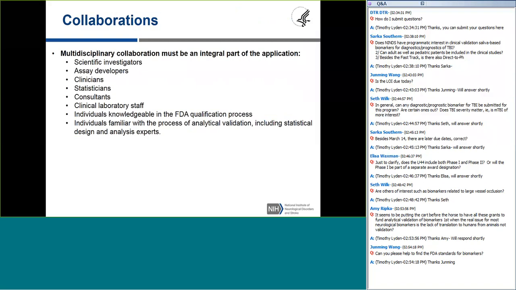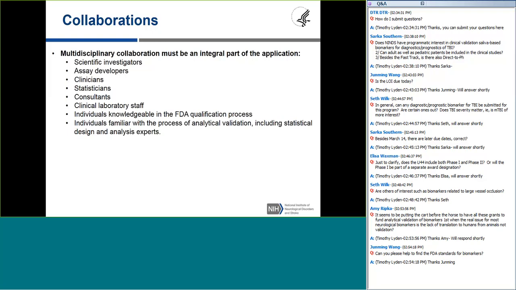Another thing that we really encourage for either the analytical or the clinical validation funding opportunity is that you set up collaborations that are multidisciplinary. We understand that developing biomarkers is a very complex thing to do, probably one of the reasons that there aren't very many well-validated biomarkers in the neuroscience space. So we encourage you to have a team that includes clinicians, people on the technical side for assay development, statisticians, consultants that you need, clinical laboratory staff, and if you have individuals that are knowledgeable in the FDA qualification process, that is good as well.